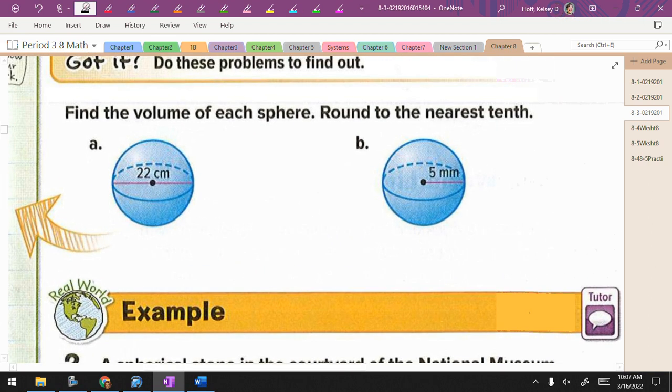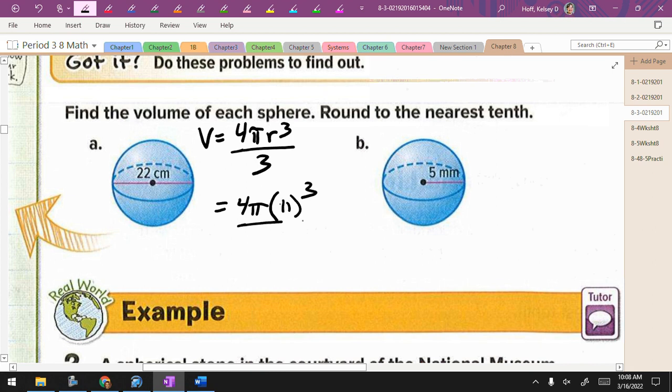Got it, A. Write the formula. V equals 4 pi radius cubed divided by 3. The only thing we have to worry about here is the radius. What's the radius? 11. Good. It is 11.